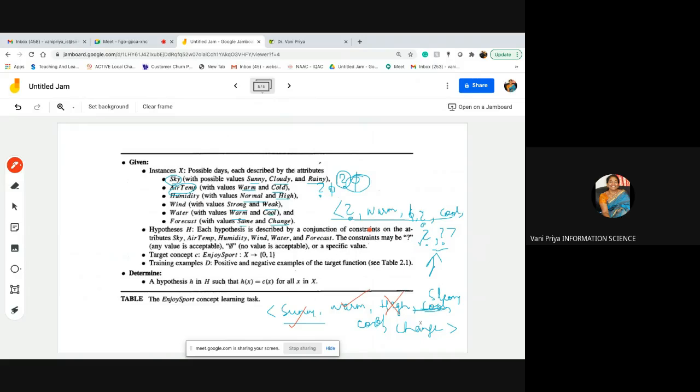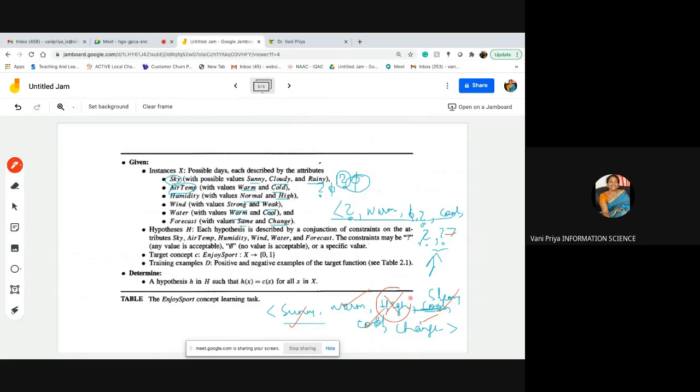Then next is wind, for which the hypothesis has a question mark. Here the wind is strong, so this is also acceptable. Water must be cool, and in the test case the value is cool, so this passes. And forecast is change in the test case, while in the hypothesis it is anything, so this is also passed.